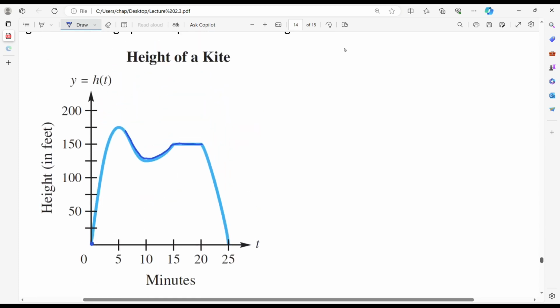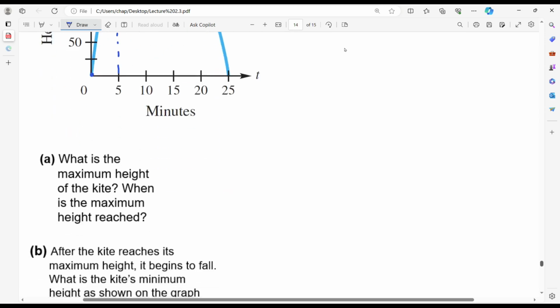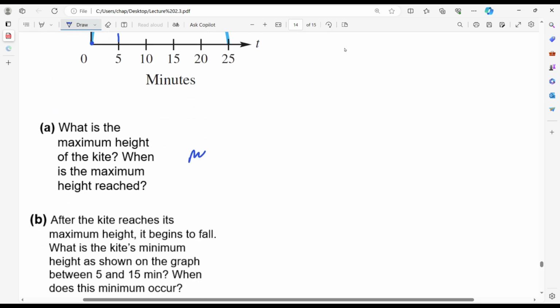So we look at the graph here. We have the maximum height at this point, and we can trace it down here. So the maximum height is, it looks like, 175 feet. So the maximum is 175 feet, and we reach that height in about 5 minutes. So let's answer that question. We have a max of 175 feet at 5 minutes.